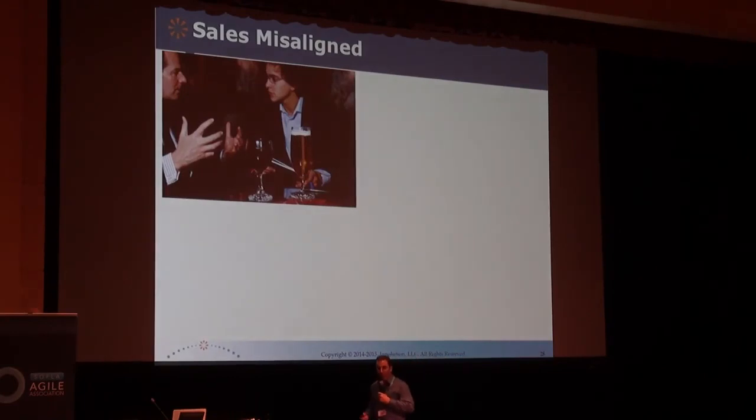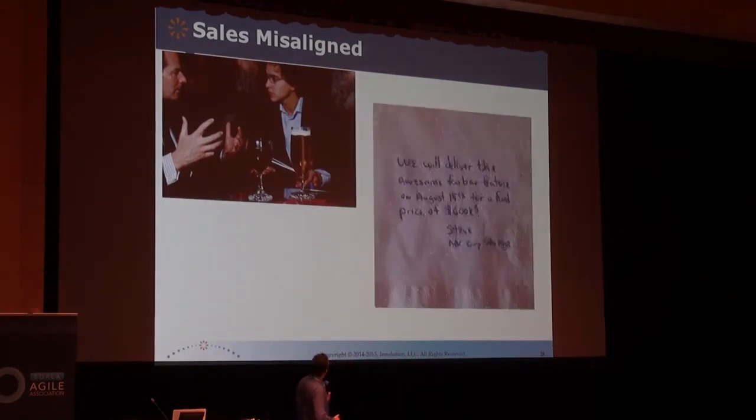A misalignment with sales. You ever had this happen? Salesperson comes back with a napkin, slaps it down on the table. I actually had this happen to me 25 years ago. That's not the napkin. I made that one up, but he did come in. He went to a bar, comes back the next day, slaps the napkin down on the table. It's got a date at the bottom of the napkin. I said, what's the date? He said, I sold this last night at the pub, and that's the date you have to deliver. I'm like, where'd you get the date from? He's like, well, that's the date they need it.